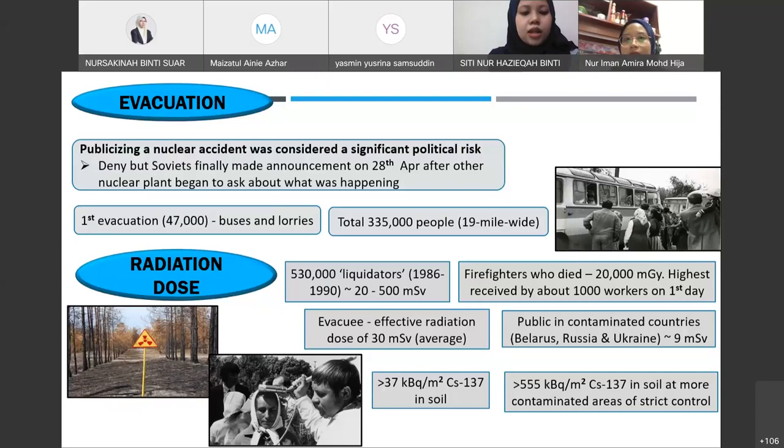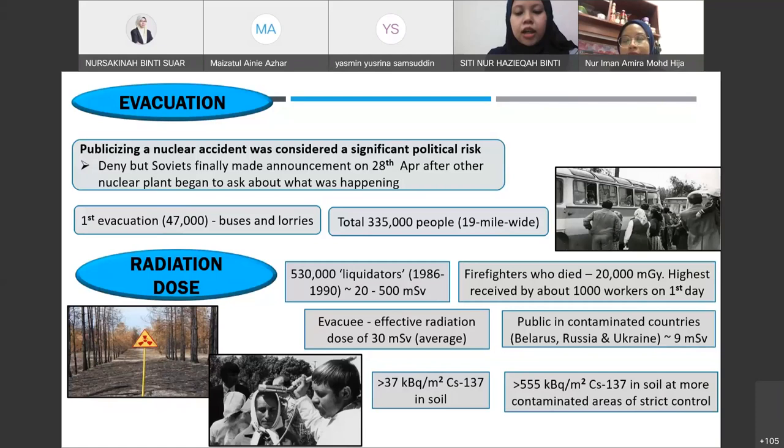And for the radiation dose, actually 530,000 liquidators registered from 1986 until 1990 received an average dose ranging from 20 up to 500 millisieverts. The firefighters who died received 20,000 millisieverts of dose. The highest dose was received by about 1,000 workers on the first day of the accident. The evacuees received an effective radiation dose of 30 millisieverts on average.